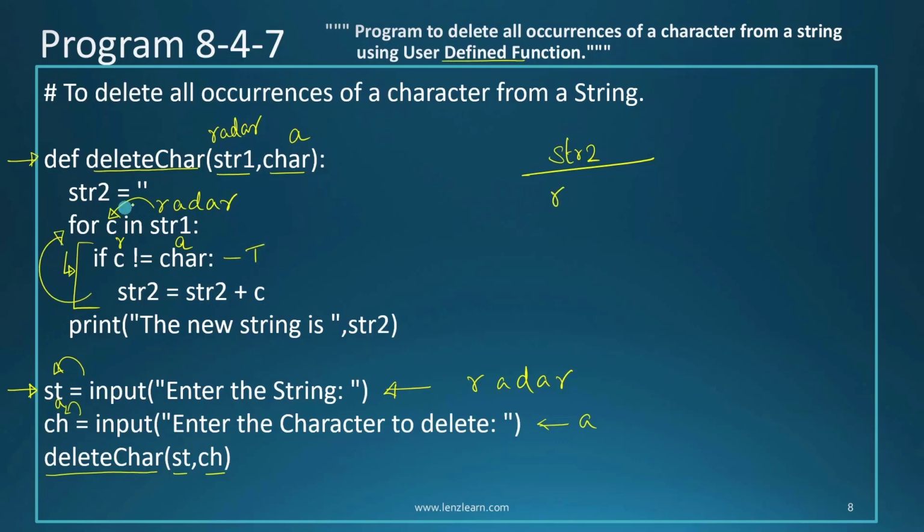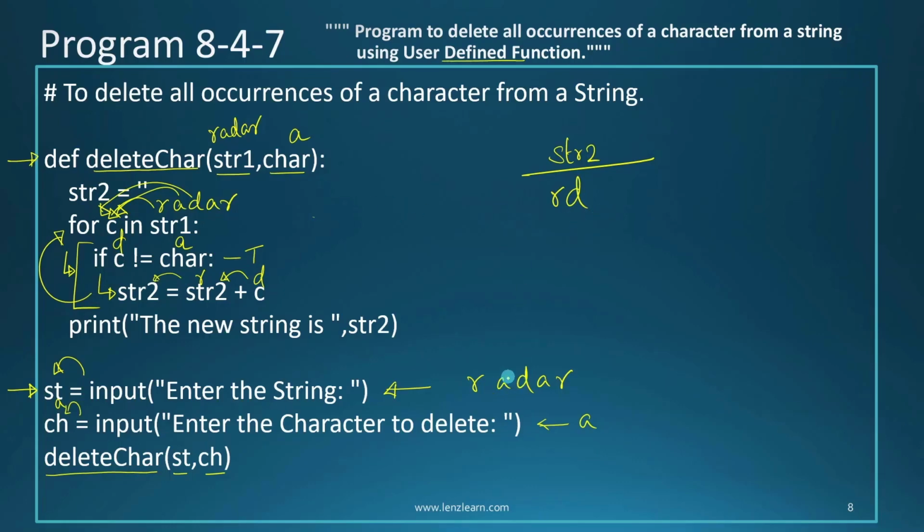Now the for loop will continue. It will take the next value A into C. Okay, so here I will check A not equal to A. So right now this is false. So when it is false, it will come out of if. So this character A will not be added to str2. This statement will not work. I will come back to for again. Next D will be loaded into C. Now I will check whether D not equal to A. This is true. So I will come into the if statement. I will add D to str2. So right now str2 already has R. So it will concatenate R and D and it will be stored into str2. So the output will be RD.